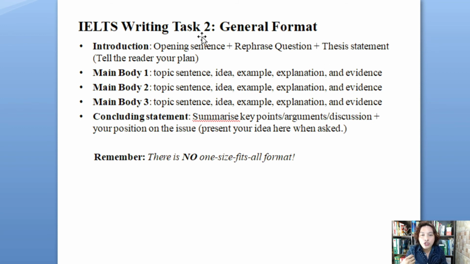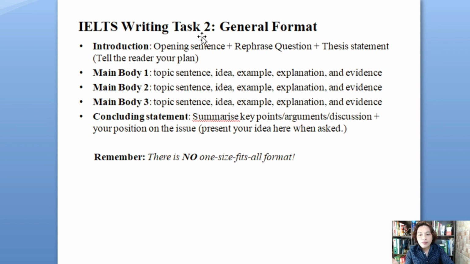Okay, however, what you need to do is justify and explain your idea. Next, for your concluding statement, you only need to summarize your main points or your arguments or your discussion, and then you can add your position on the issue. You need to present your idea in the end when asked, or you can put your opinion in your thesis statement. Again, we can talk about this on separate videos instead, so it will be much clearer for you, rather than talking about this at length and all at once.